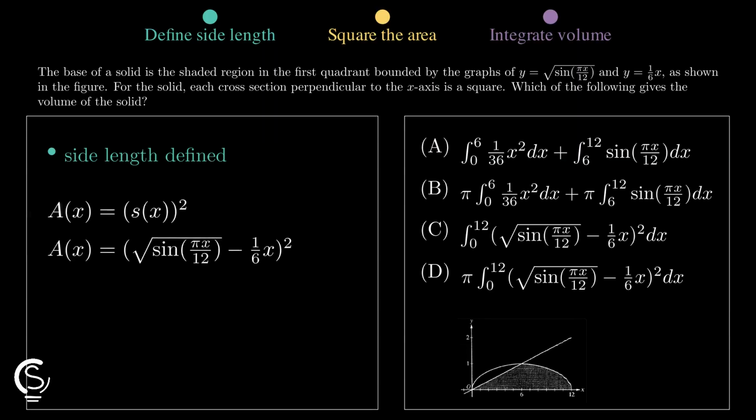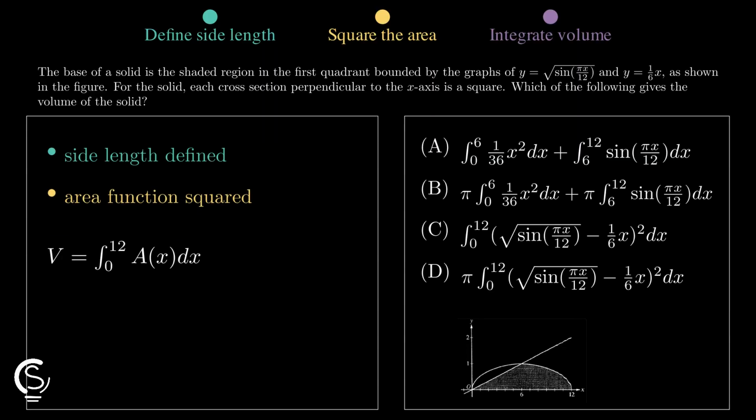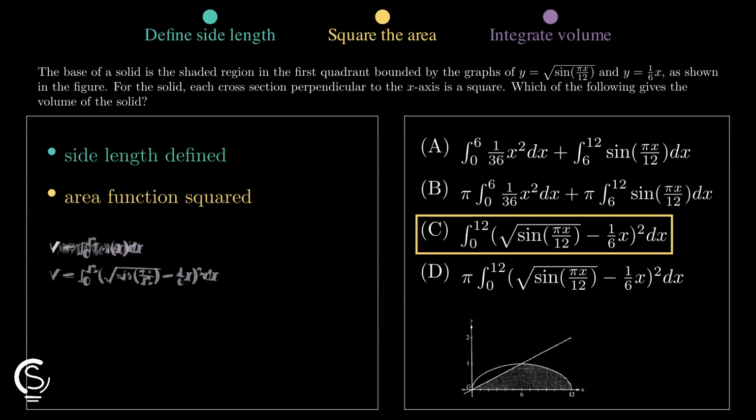To find the total volume, we integrate the area function across the entire interval from 0 to 12. This summation of cross-sectional areas gives us the final volume expression today.